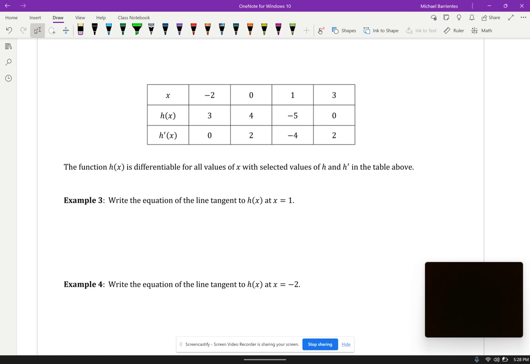This is video number 4 of section 2.2, 2.3, the last video of this section.